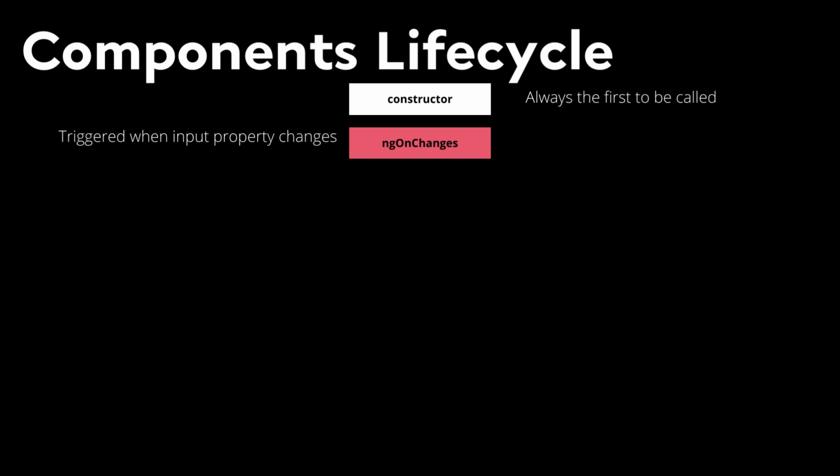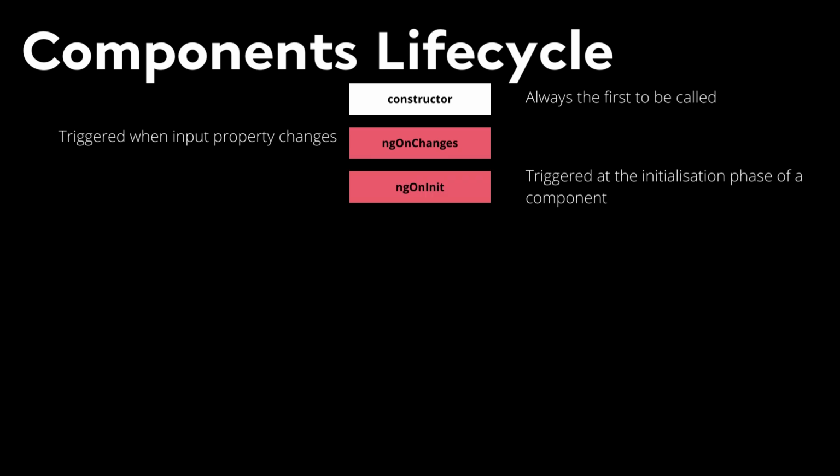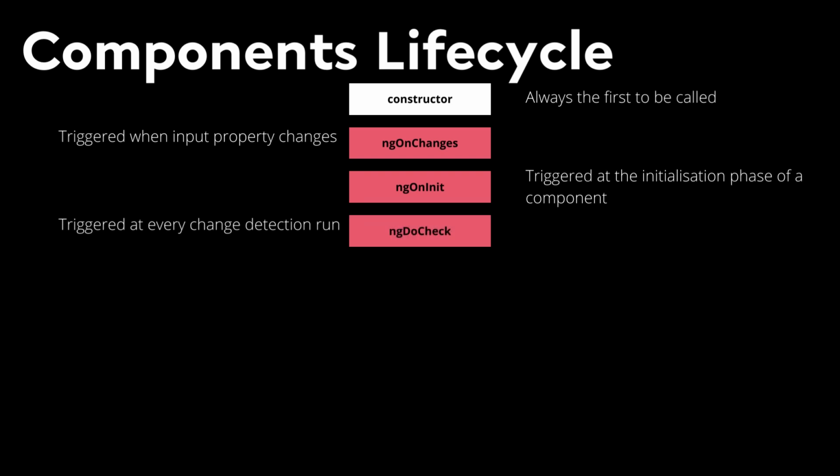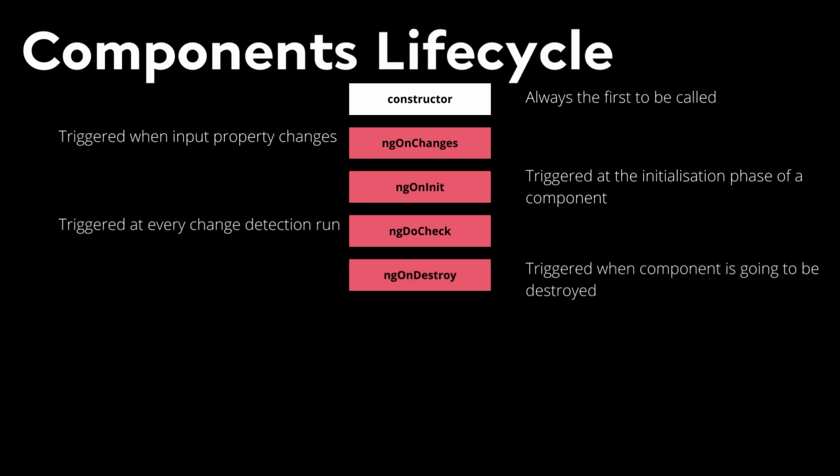ngOnChanges is triggered when an input or output binding changes. ngOnInit is triggered at the initialization phase of a component. ngDoCheck is triggered at every change detection run, and ngOnDestroy is triggered when the component is going to be destroyed.